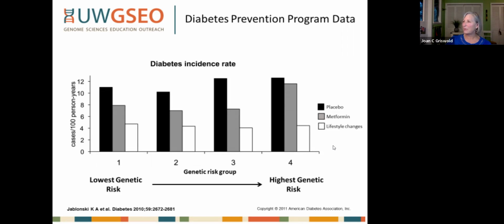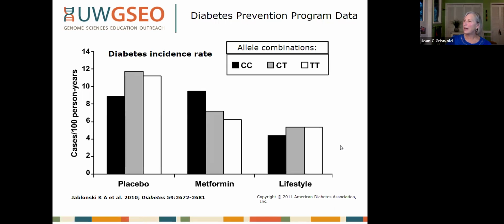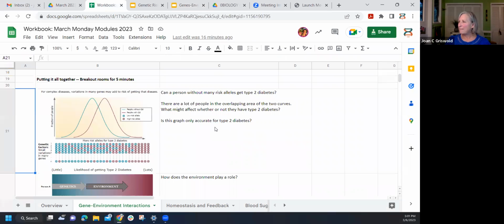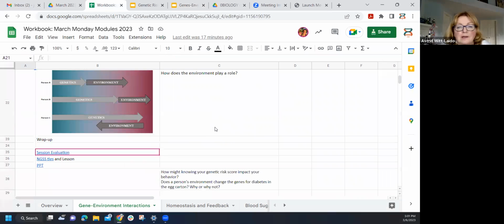So this was something. And then just quickly, I'll show you some more data which looks at 3 different allele combinations and how that impacts their incidence of type 2 diabetes, whether they're on placebo, metformin, or lifestyle changes. So that's it for that. So what? Yes. Lifestyle changes had a much higher effect than medication. Is that what I saw there? That's what you saw there. That is correct.